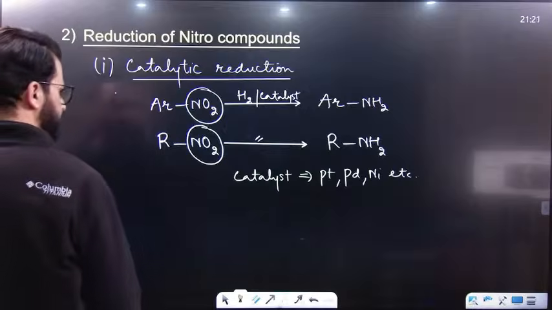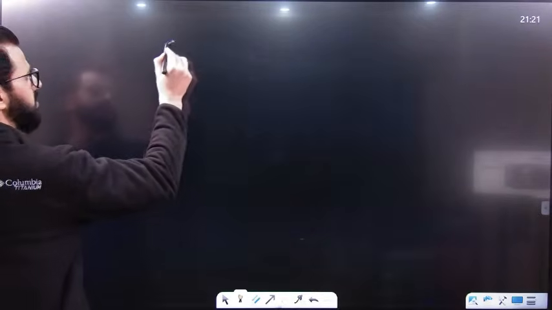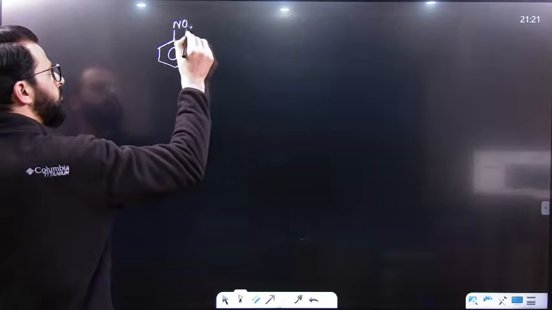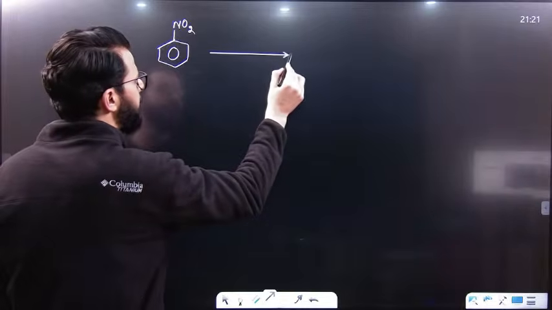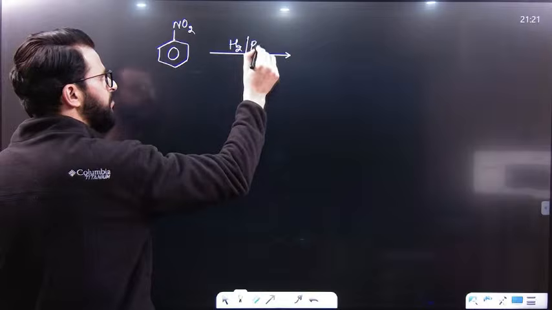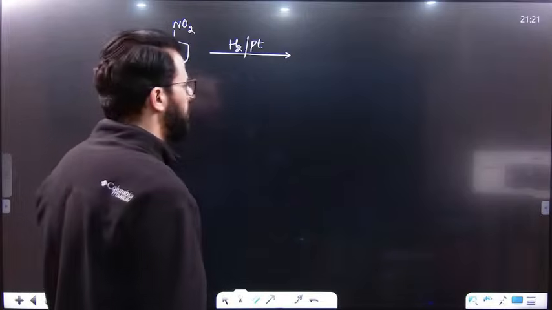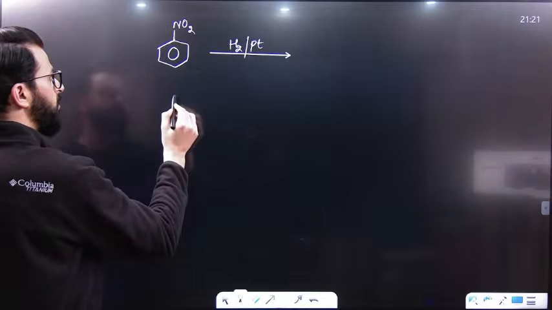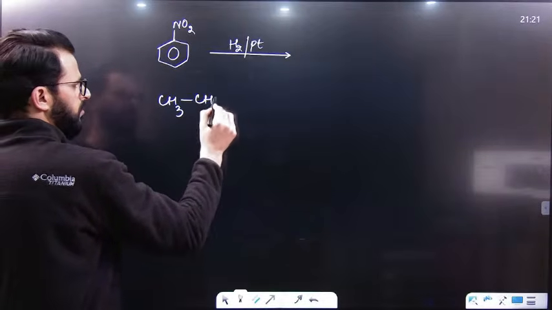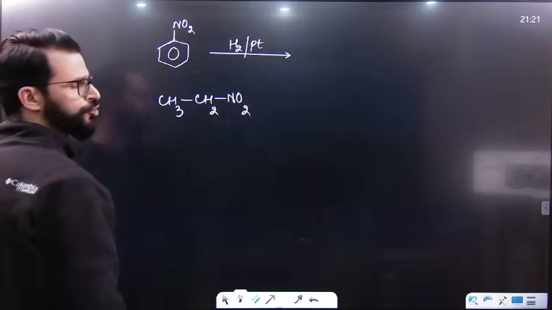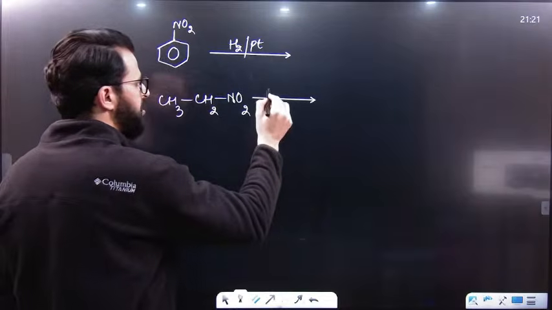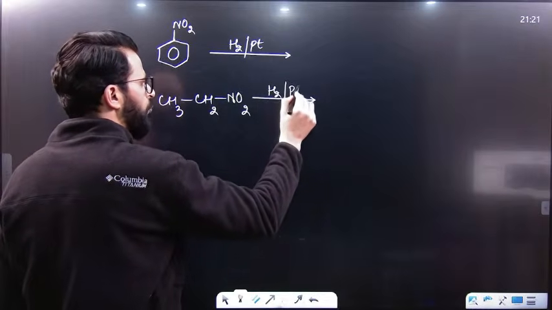Now have a look. If I write down an example like this, nitrobenzene. If it is treated with hydrogen in presence of a catalyst, generally catalysts are platinum, palladium, nickel. Now tell me what will be the product over there. And if we are treating this nitroethane with the same reagent, hydrogen in presence of catalyst, what will be the product over here?